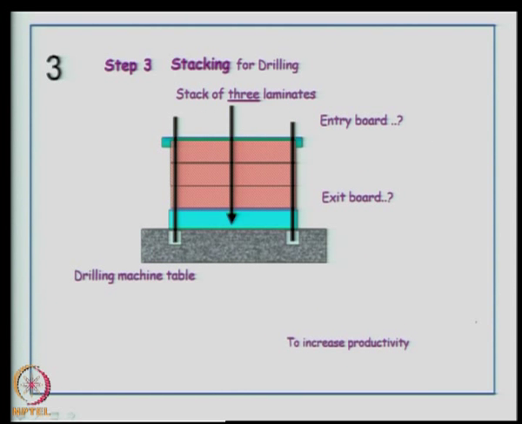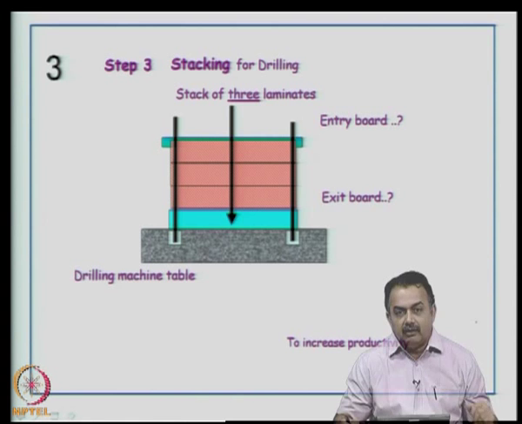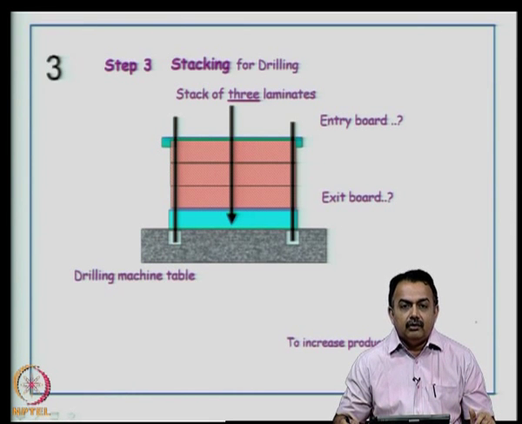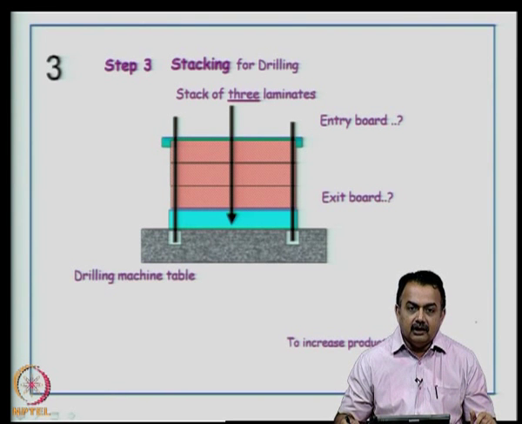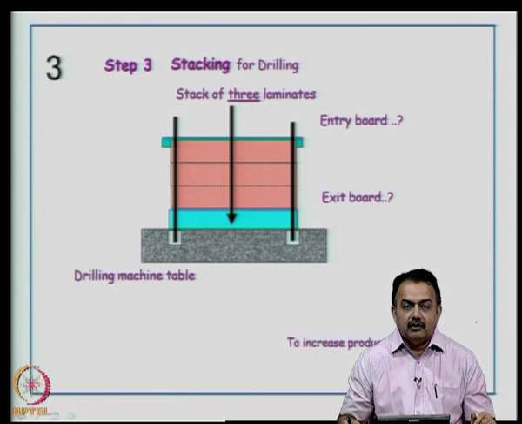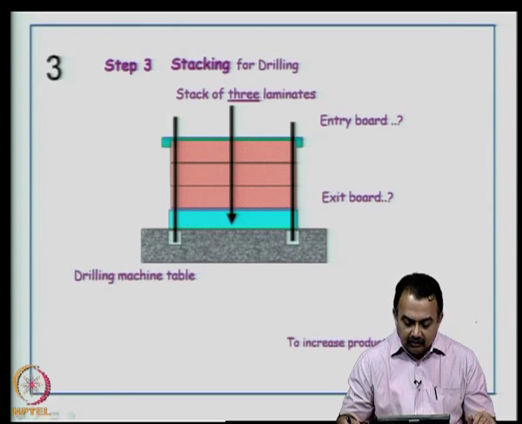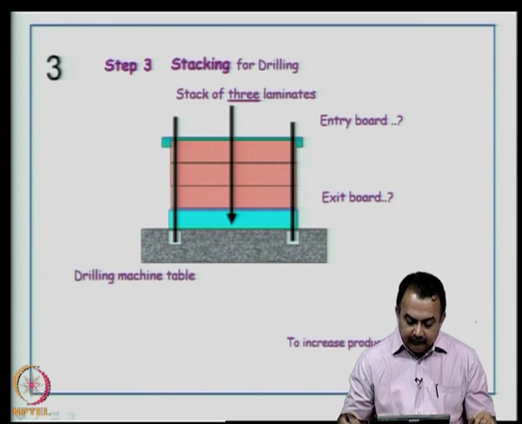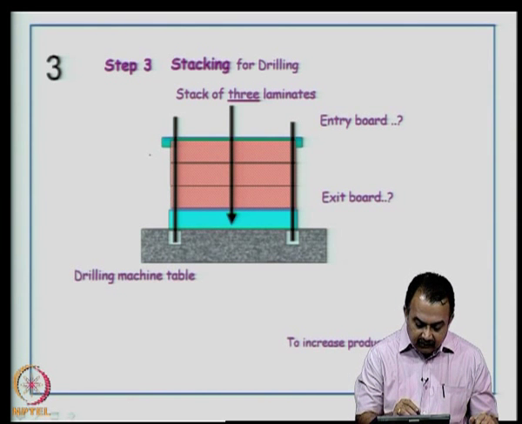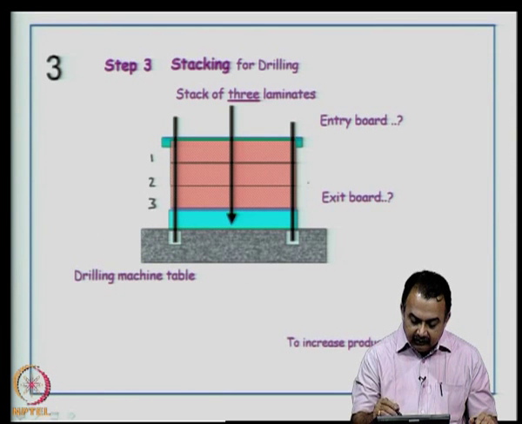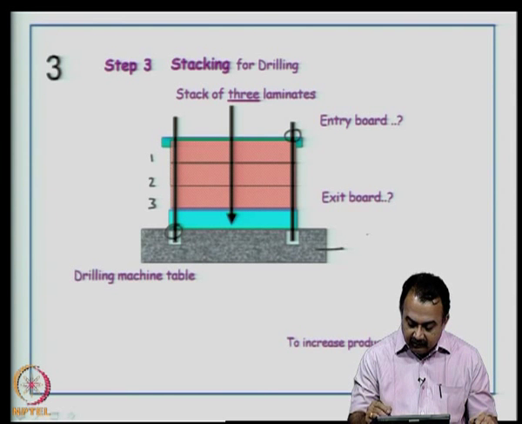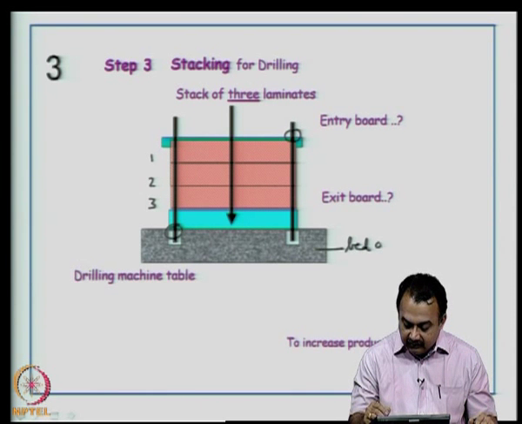Now, a requirement for a CNC drilling machine is that in order to increase productivity, you have to stack drill the laminates. Typically, you will use 3 laminate stacks for a CNC drilling machine. So, basically, if you look at this picture, there are 1, 2, 3 laminates that have been stacked. They have been secured using a tooling hole. This is the bed of the CNC drilling machine.